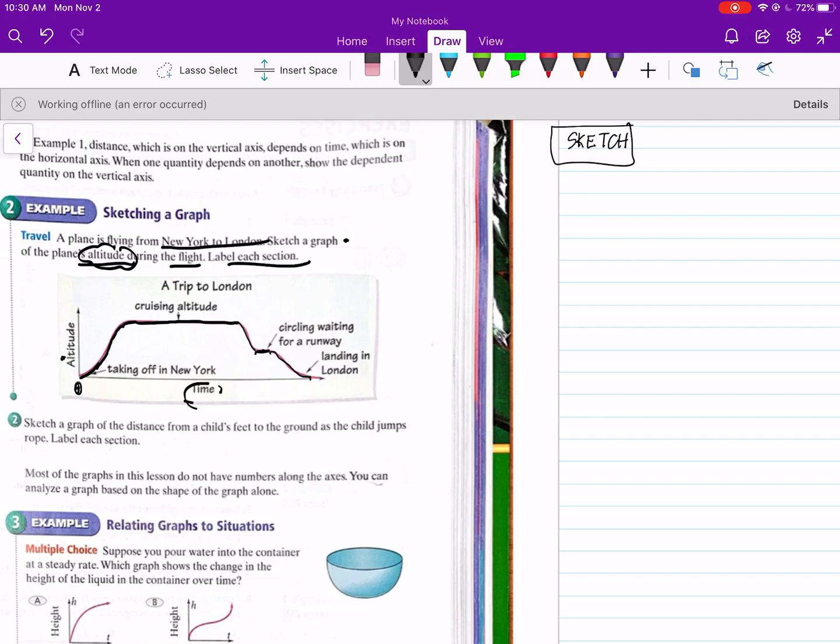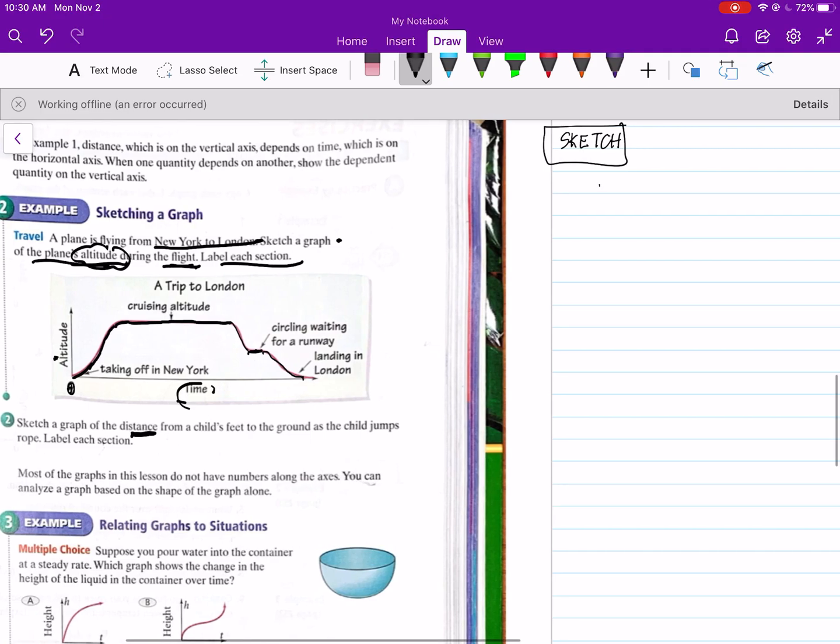You're going from New York to London. You have altitude during a flight. That's all you need. You have to kind of interpret what's going on, sketch what's going on. So it says here, make a sketch of a distance from a child's feet on the ground as the child jumps rope. Label each section.